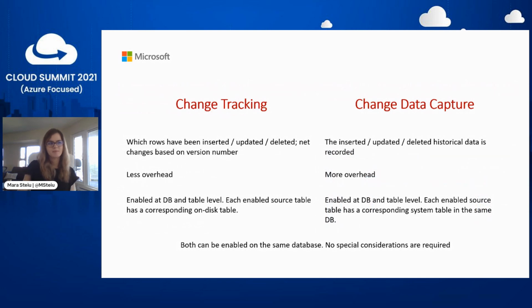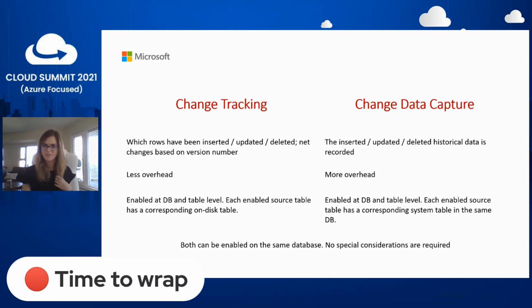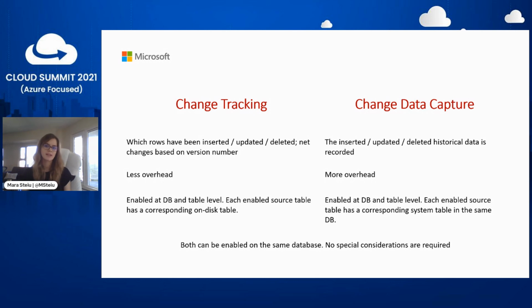Sometimes people mix change tracking and change data capture because they are very similar. But there are also some key differences that I wanted to highlight. Change tracking shows which rows have been inserted, updated, deleted, and the net changes based on the version number, as I was previously mentioning. However, change data capture takes the historical data changes. And because of that, on the performance side, this consumes more overhead. Some similarities are that both change tracking and CDC get enabled at the database level and then at the table level.